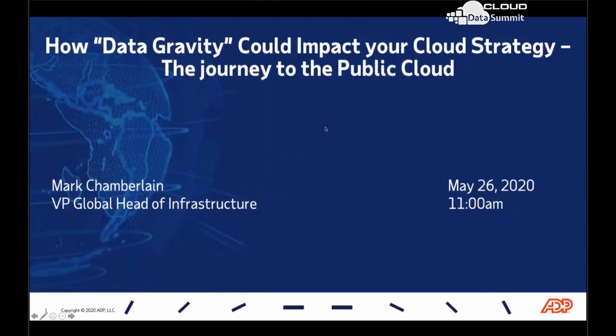In addition, he is responsible for developing a global infrastructure strategy to align ADP's architecture across the enterprise. Prior to joining ADP in 2016, Mark was the global head of infrastructure at Bloomberg, where his focus was on servers, storage, databases, virtualization, procurement, and infrastructure workflow globally, along with the management of the global infrastructure budget. Today, Mark will discuss how data gravity could impact your cloud strategy.